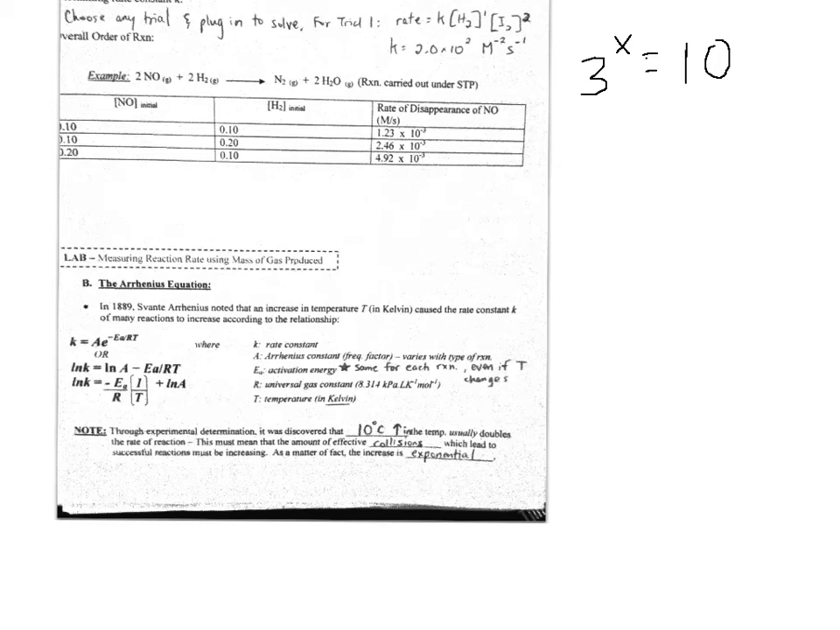Okay, we've already talked about how temperature increases the reaction rate, and I want you to think of it like temperature would increase the rate constant K, which would increase the reaction rate. So, in other words, the higher the temperature, the higher the rate constant K.